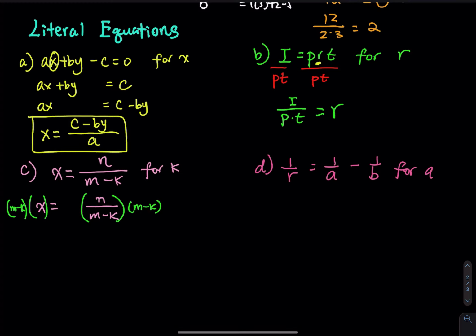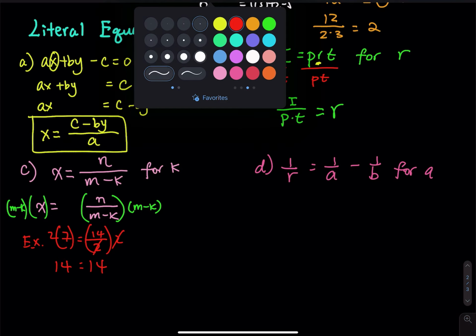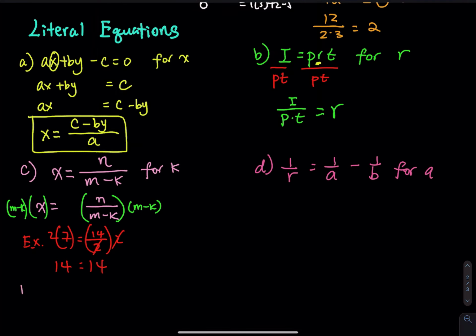So if you are a little bit confused, here is what you can think of. For example, let's say you have 14 divided by 2 equals 7. If you multiply 2 on both sides, you have 2 times 7. And then these 2 cancel with these 2. You have 14 equals 14. Back to this problem. So you have m minus k times x equals n.